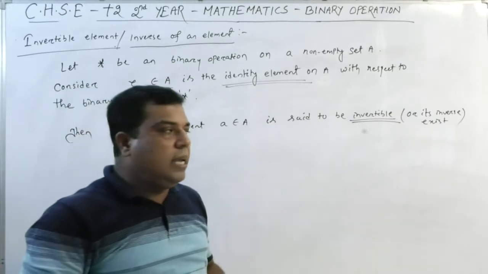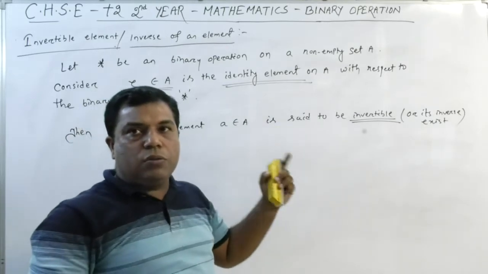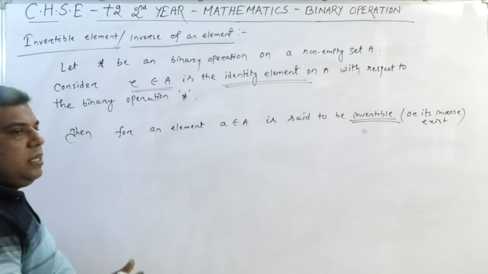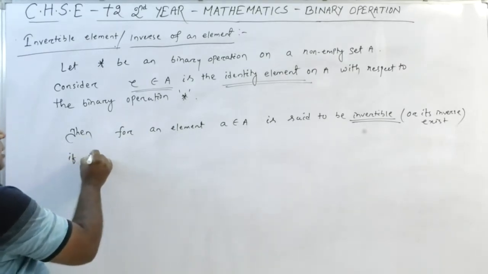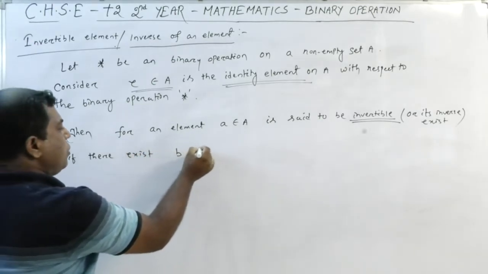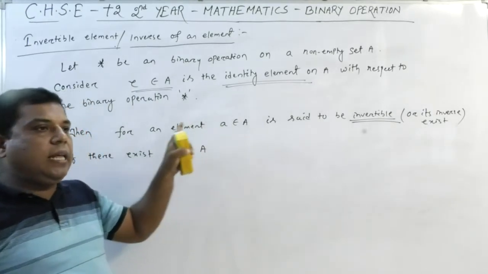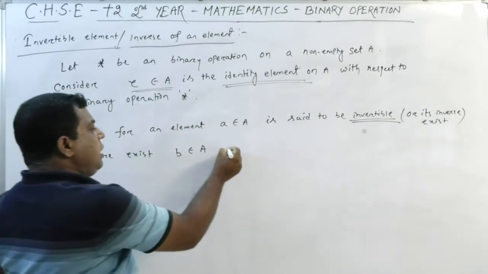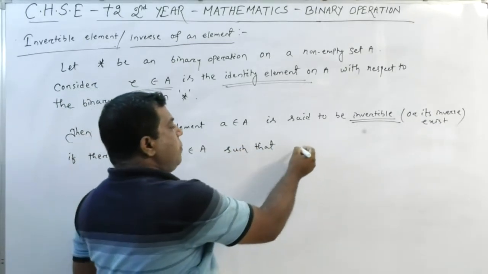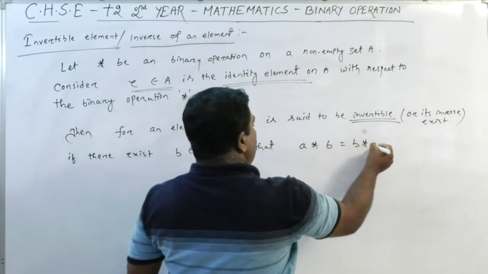So when can we say that some element A belonging to that set is said to be invertible? The condition is that there exists another element B belonging to the set such that A star B equals B star A equals E.